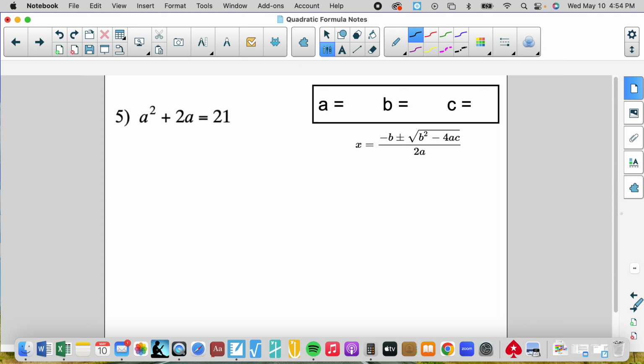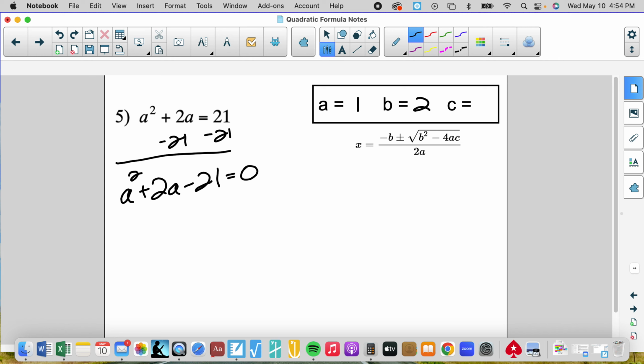Is it in standard form? Is it equal to 0? Nope. I got to set it equal to 0 by subtracting 21. A squared plus 2a minus 21 equals 0. My a is 1, my b is 2, my c is negative 21. And this time it's an a, so a equals. Different a from this a, those are different. My a in this are my coefficients in standard form. This just happens to have the variable. The equation was set equal to a.